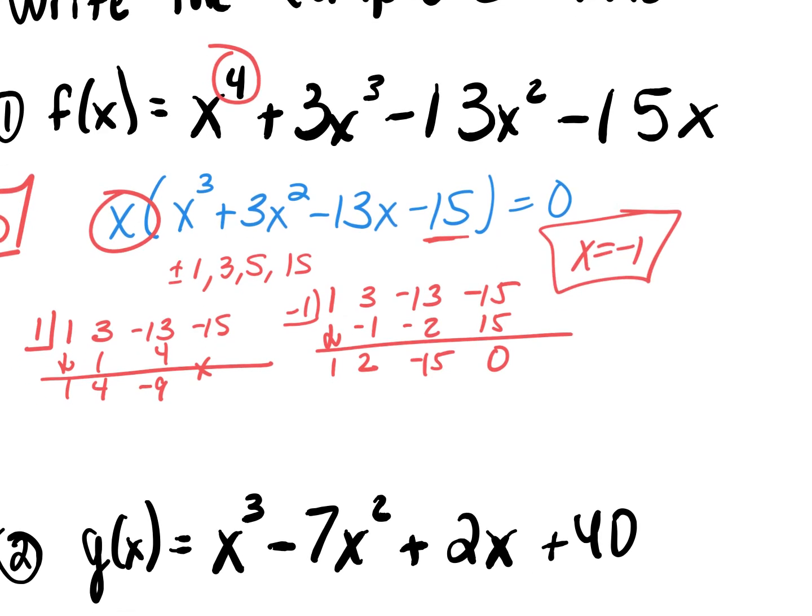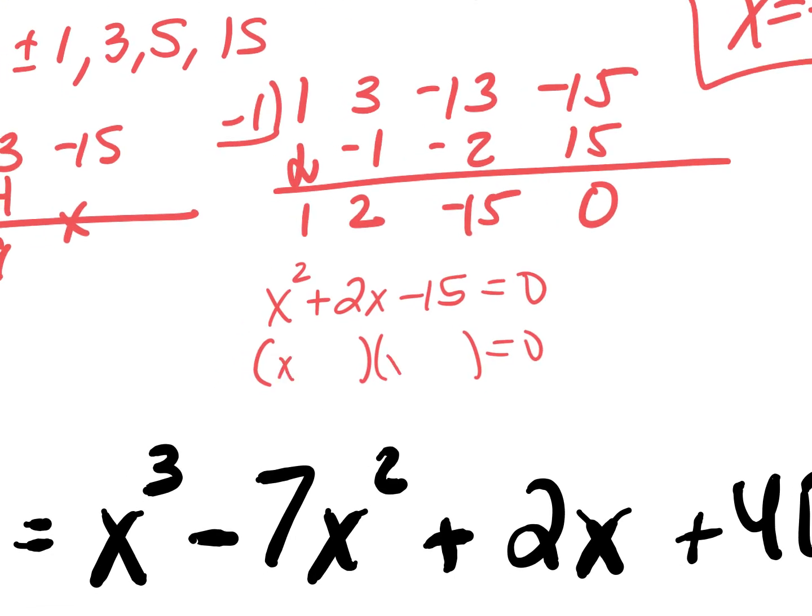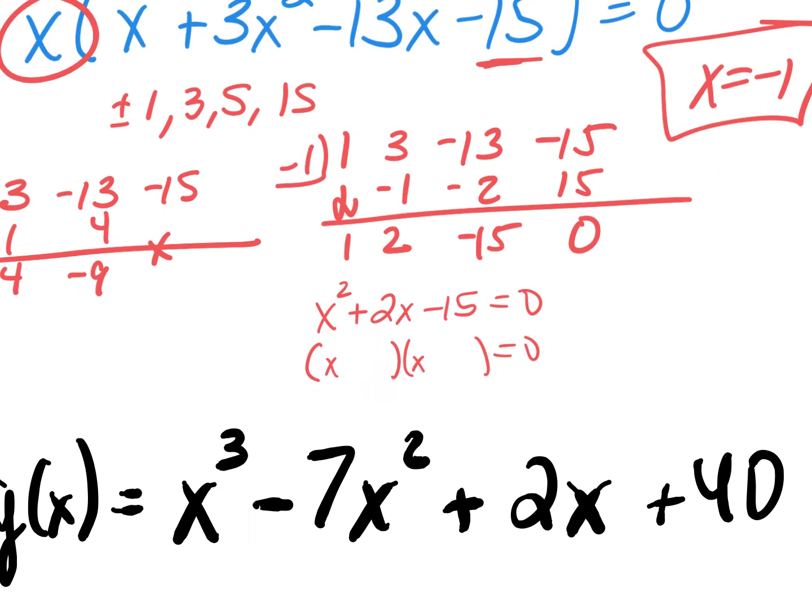Good. What do I do with this leftover? What do I do with 1, 2, and negative 15? What does that tell me? X squared plus 2x minus 15 equals 0. Can I factor this? Yeah. What times what gives me a negative 15 when I multiply and a positive 2 when I add? X plus 5, x minus 3. X plus 5 and x minus 3. So what are my other two zeros? X equals negative 5 and x equals positive 3.